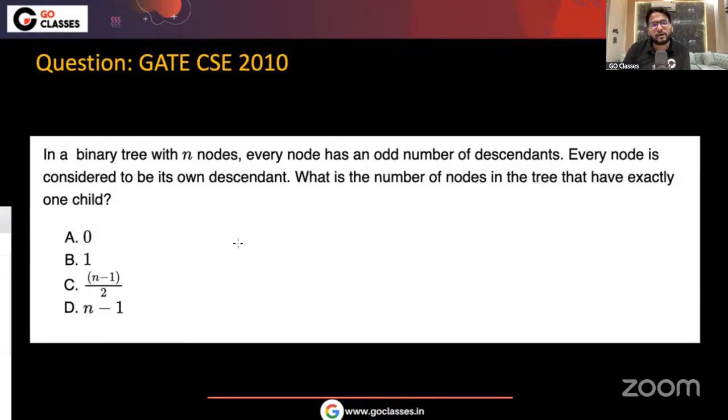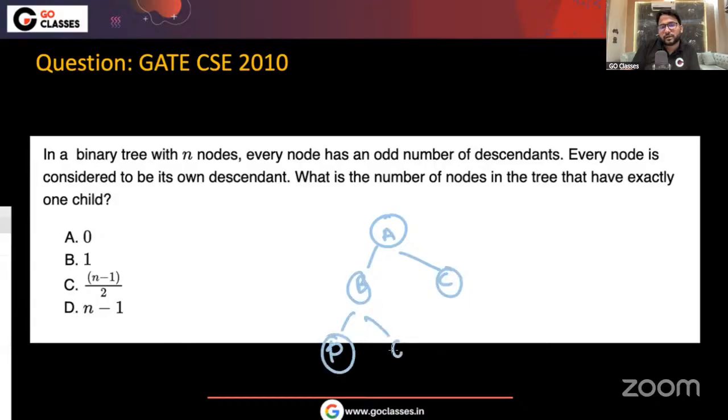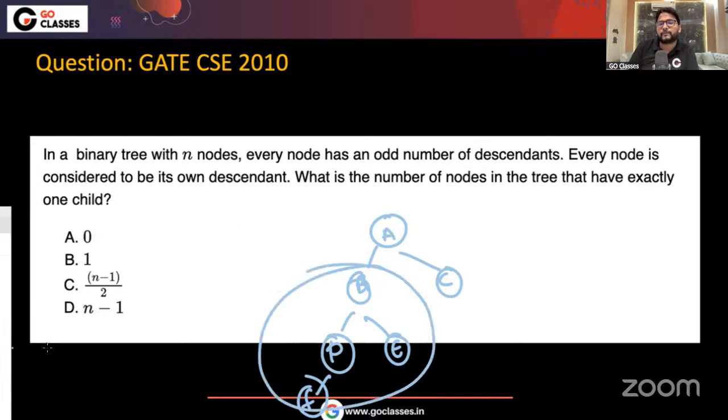Let's see this question. In a binary tree with n nodes, every node has an odd number of descendants. Every node is considered to be its own descendant. Descendant means all the other children. So for example, if this is the case, then the descendants of B are all of this. Here they are saying that every node is considered to be its own descendant also. So these are the descendants of B. Generally we don't consider including that, but they are saying that including that, the number of descendants should be odd.